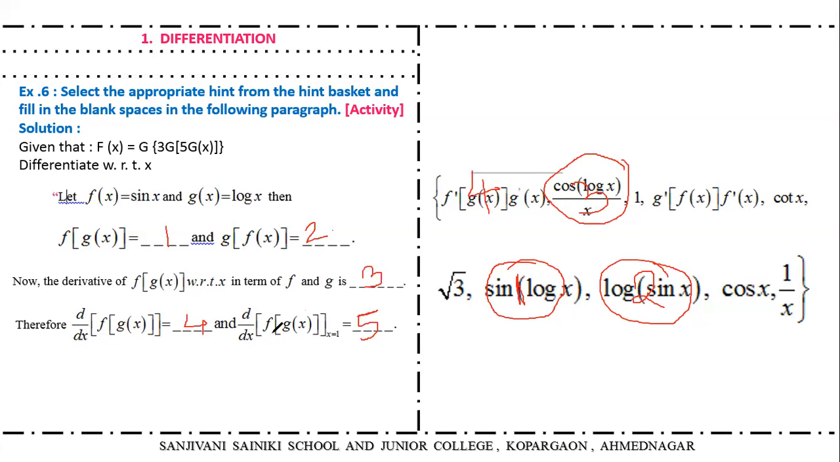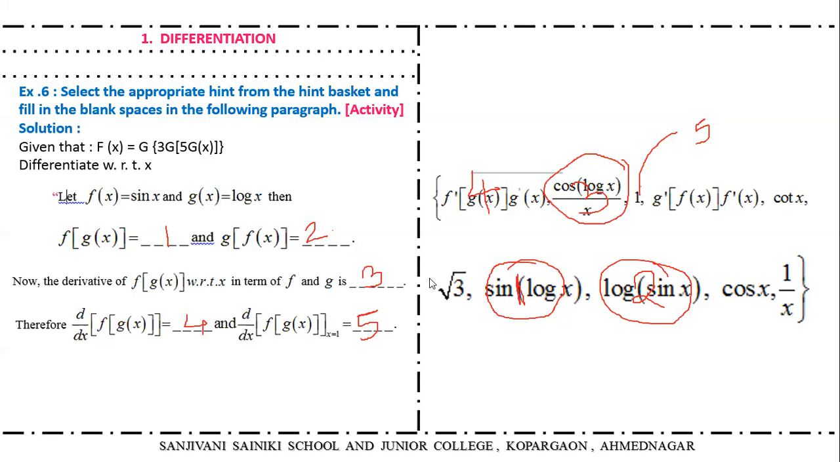Now d by dx of f of g of x at x is equal to 1. So f dash of g of x into g dash of x at x is equal to 1. So we have to actually find the derivative of this function. So the value of this derivative at x is equal to 1. So the derivative is this 1. This is the fifth blank space.